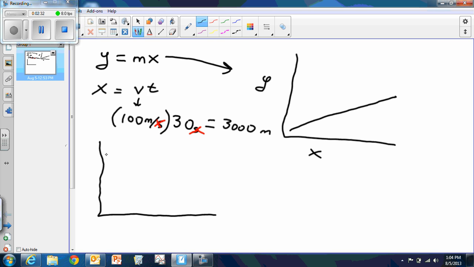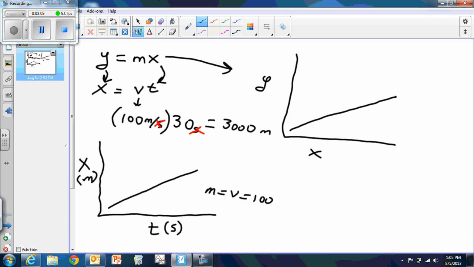So for my y-axis, you'll notice the y variable is actually x because that's our horizontal distance we move. With that x, I'm going to put in parentheses what the unit is, and that's going to be in meters. And then my x variable is going to be time. Notice that time is my x variable. Time has a unit. The SI unit for time is seconds. It's going to be a straight line that looks something like that, and the slope of this line, if you guys remember m is the slope, is going to be the velocity, which in this case is 100 meters per second.